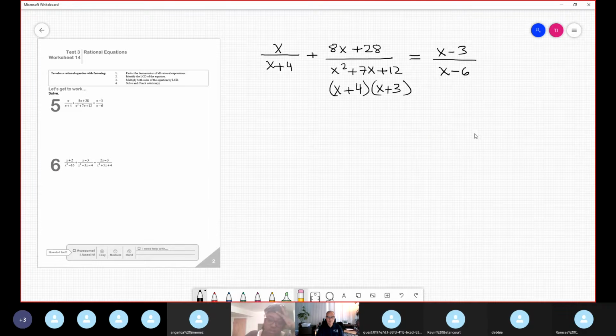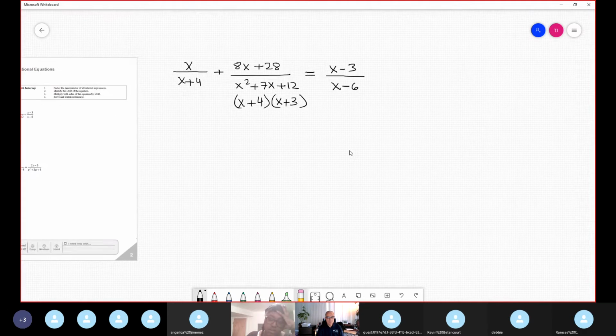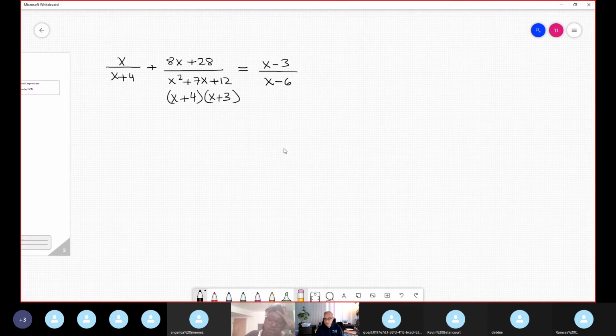Okay, super. After that, find the LCD. And remember, LCD is the collection of any factor that we have in our problem without repetition, no? You take x plus 4 one time. You take x plus 3 one time. And you take x minus 6 one time. Because we have only one, no?